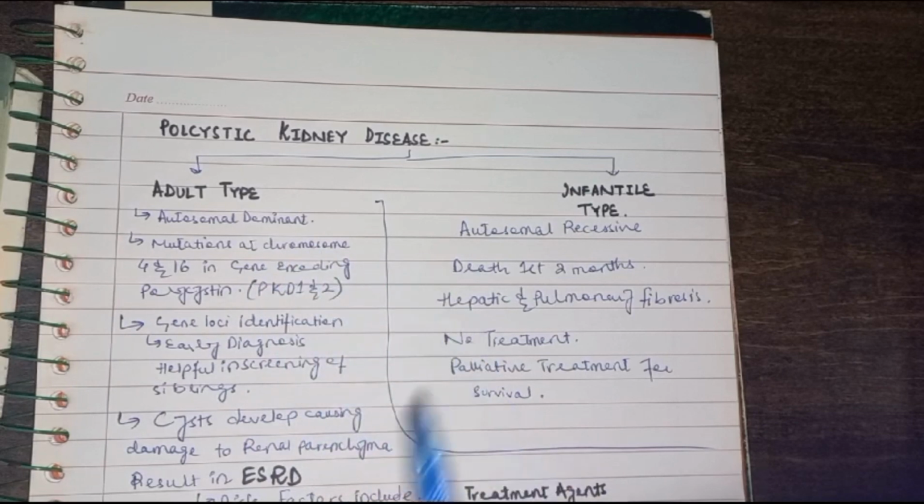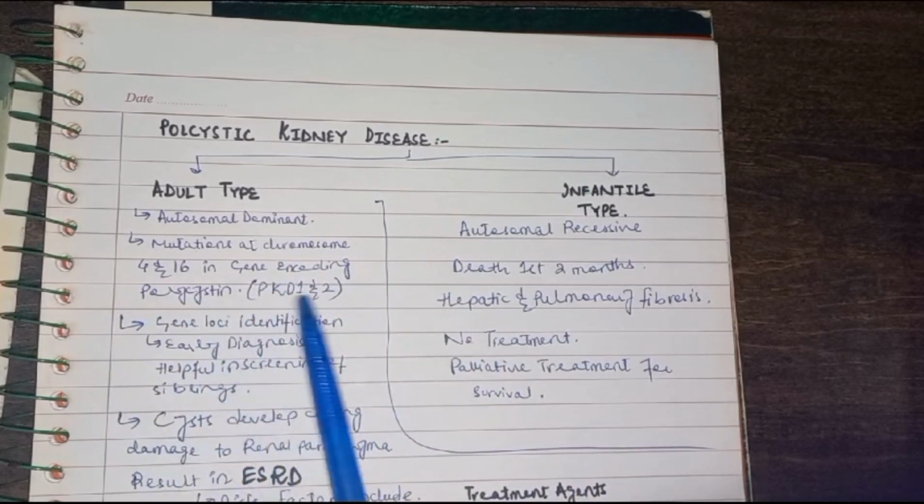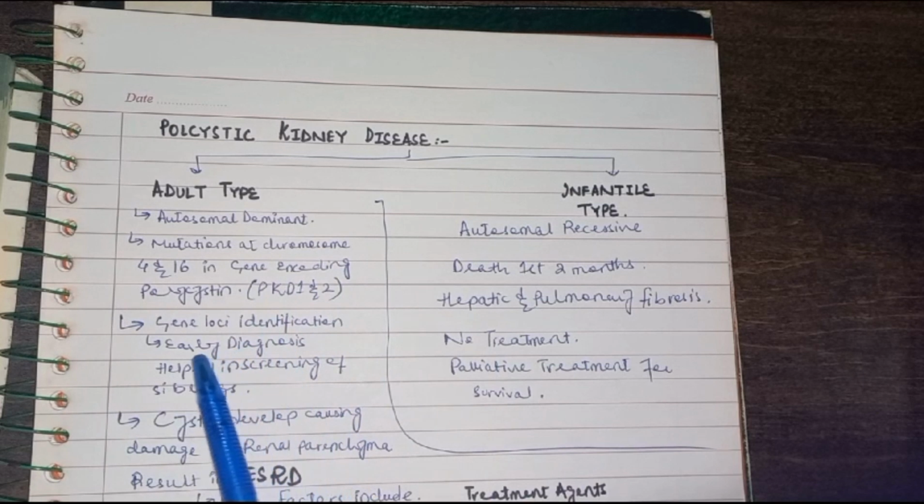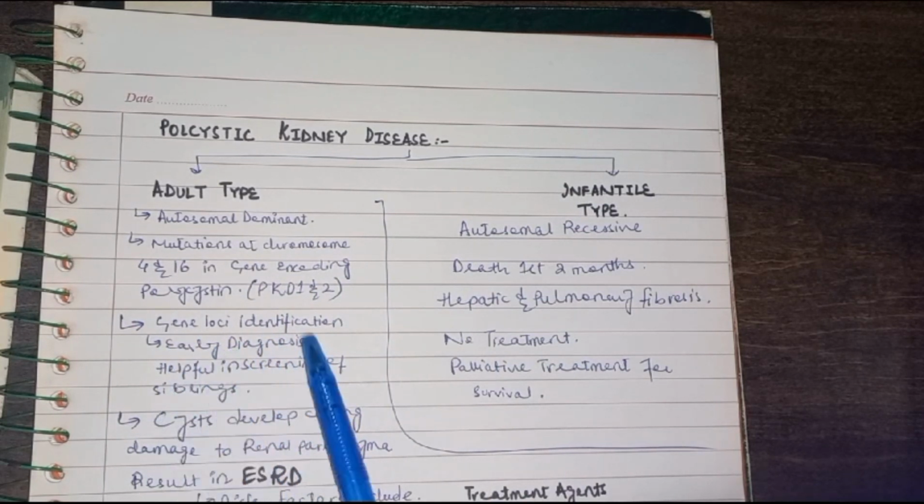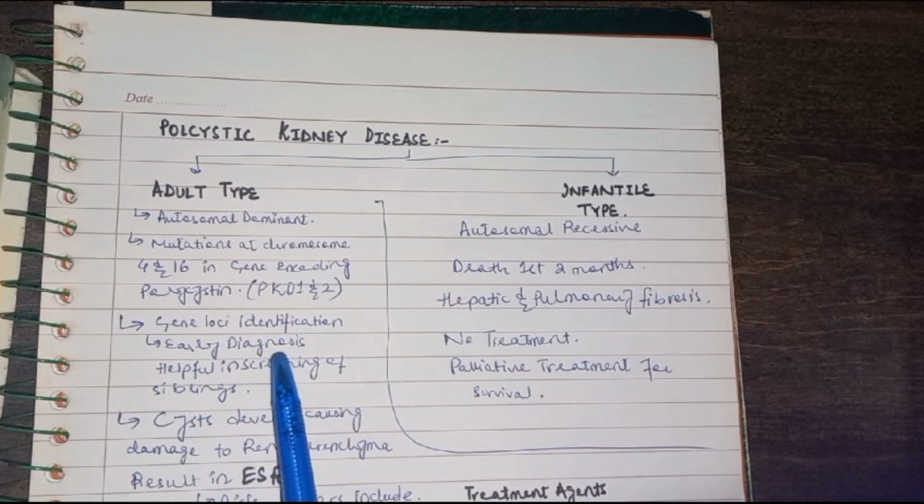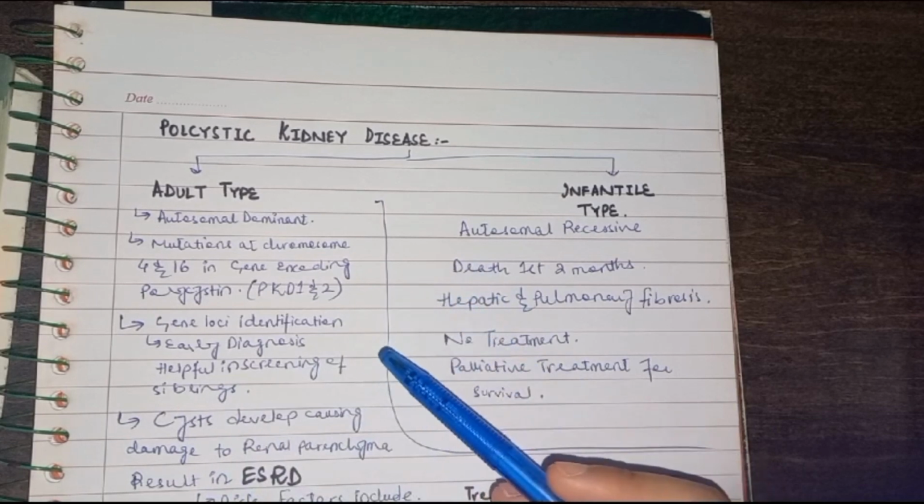The importance of knowing the gene is that gene loci identification, if done earlier, helps in screening for polycystic kidney disease in individuals, especially if the disease has been diagnosed in a sibling. Other siblings are also susceptible to developing polycystic kidney disease.